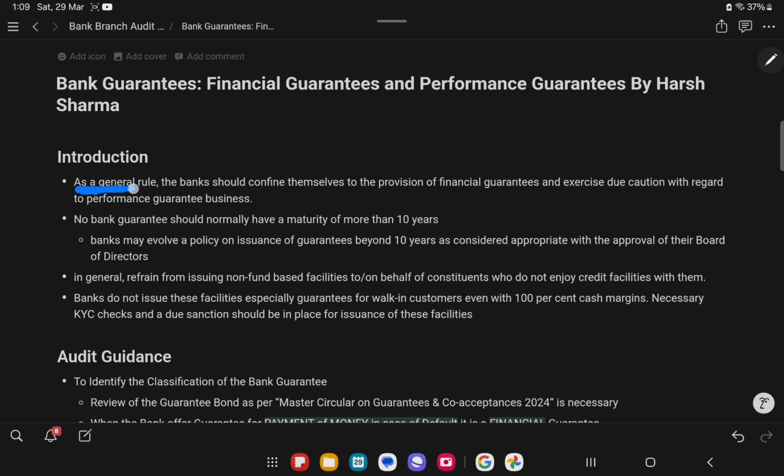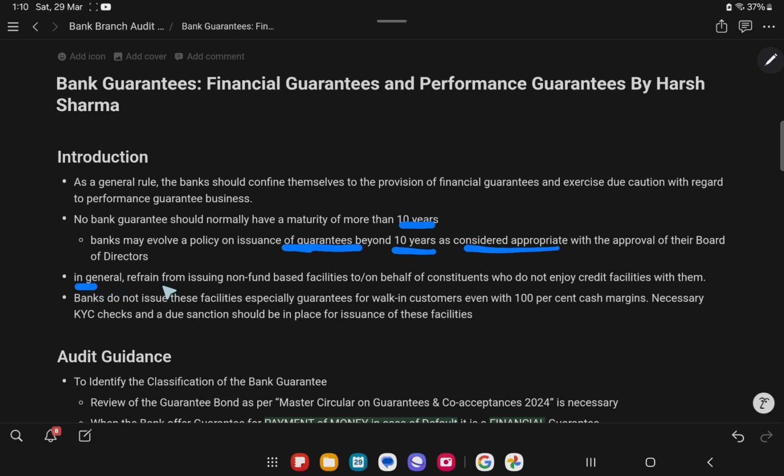Okay. As a general rule, the bank should confine themselves to only issuing financial guarantees and exercise due caution with regards to performance guarantees. No bank guarantee should normally have a maturity of more than 10 years. This is an important threshold. Banks may evolve a policy on issuance of guarantees beyond 10 years, which is considered appropriate.